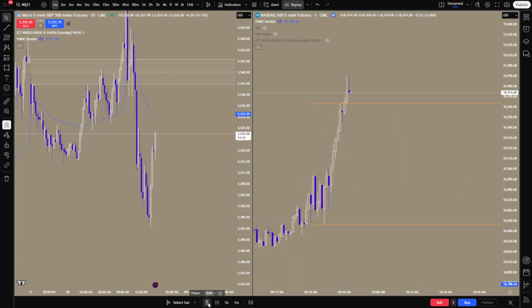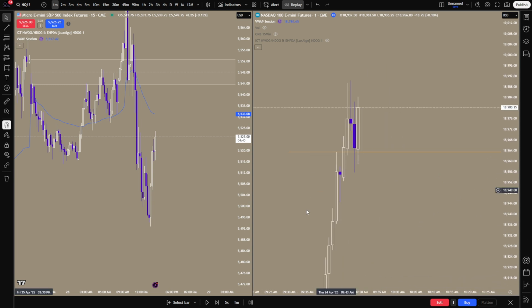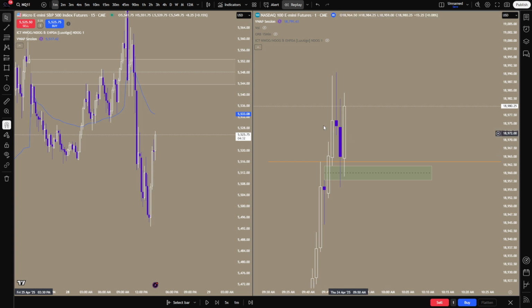Let's press play on it real quick. Boom, we have our breakout. Since we have such a strong bullish bias, this is where we're looking for our longs. 1 minute fair value gap that is right next to the ORB. And why would you not want to take this fair value gap right here?